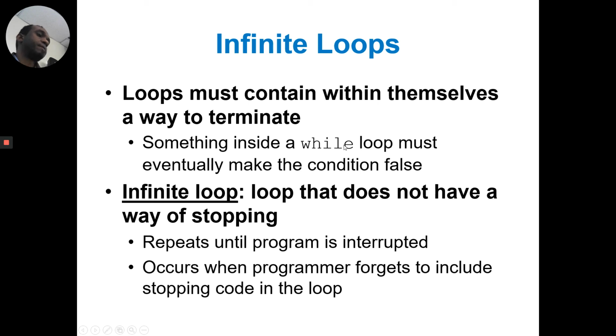Infinite loops. Loops must contain within themselves a way to terminate. So something inside a while loop must eventually make the condition false. An infinite loop does not have a way of stopping, so it repeats until the program is interrupted. Of course, this happens when a programmer forgets to include stopping code in the loop. In the past, you would have to stop the whole computer, because they didn't have an operating system, they didn't have a mechanism to stop it. Right now, you can actually close that window if it just keeps on running.